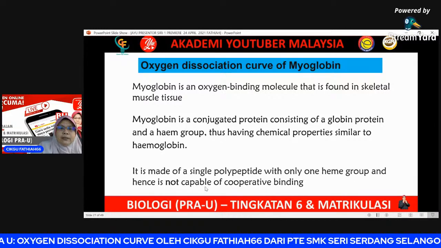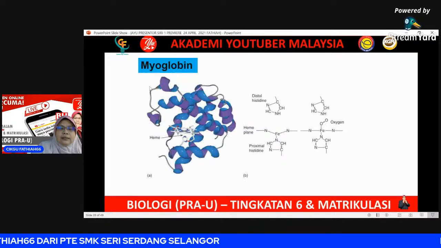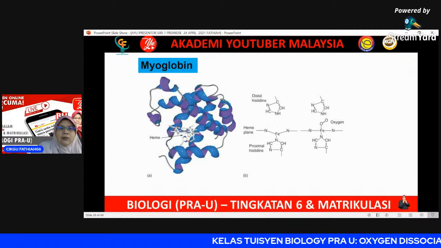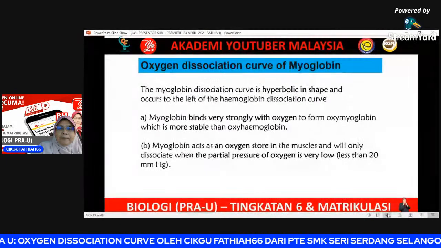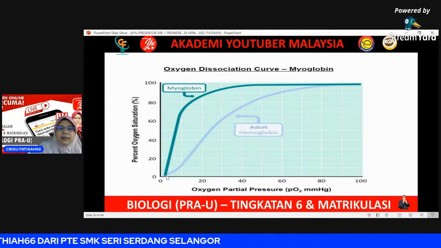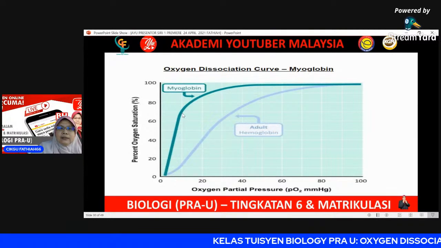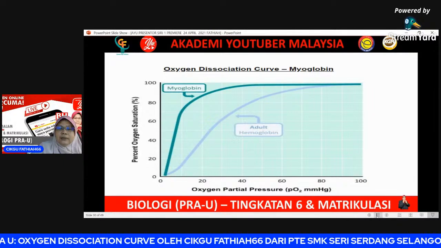So it doesn't have cooperative binding because it has just one hem group. Okay. This is the structure of myoglobin. It has one polypeptide and one hem group. What is the effect? Okay. The myoglobin dissociation curve is hyperbolic in shape. Hyperbolic. It does not show the sigmoid shape. Hyperbolic meaning at this low partial pressure, it can bind with oxygen. The percentage of saturation is very high compared to the adult hemoglobin.